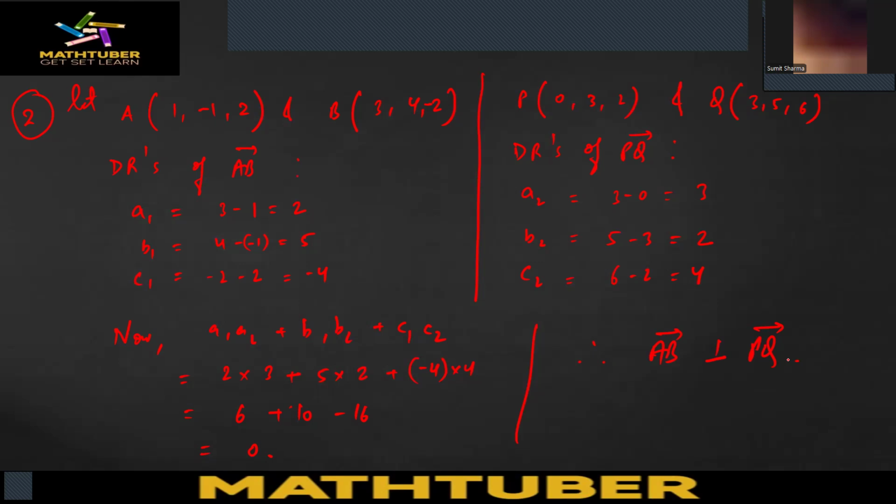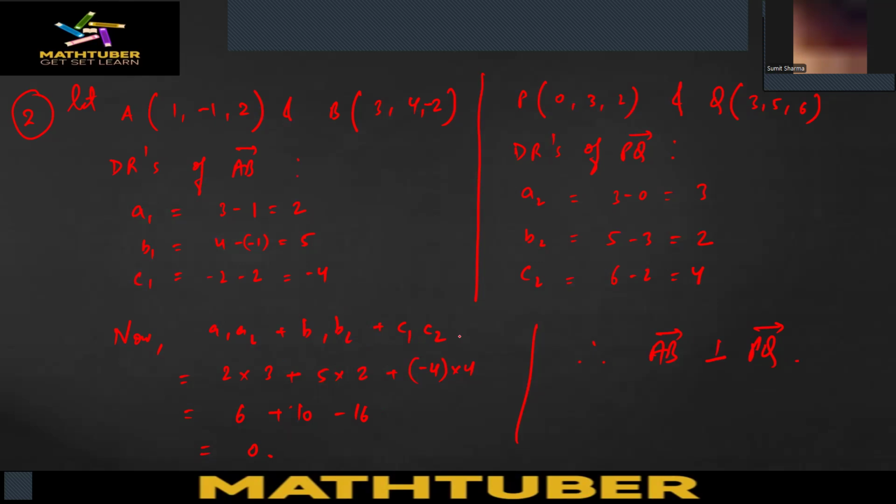Similarly, for the third question, we have to prove that they are parallel. The condition for parallelism is that we have to find their direction ratios, like we have found here, and show that their direction ratios are proportional to each other. Instead of doing the last step here, A1 A2 plus B1 B2 plus C1 C2, this we will not do.